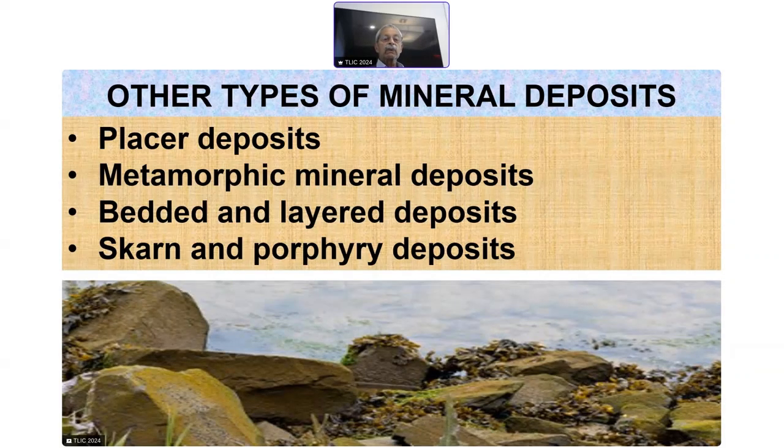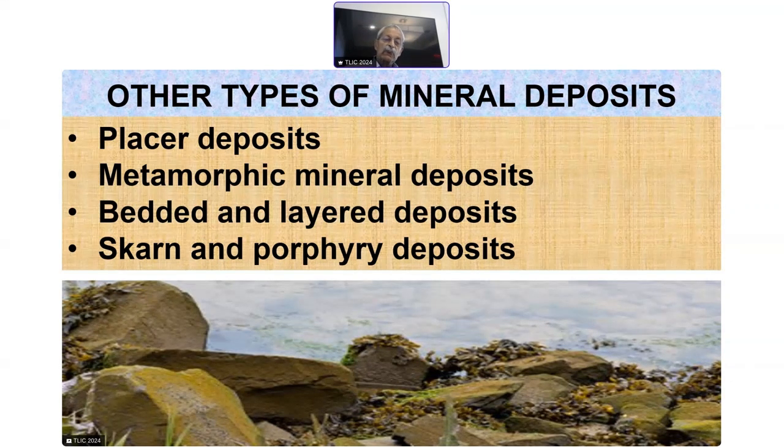A good example of a bedded deposit is coal. Coal occurs as seams. Okay, and layered deposits, and then the bauxite layers. So those are those three different kinds. Skarn and porphyry deposits. Skarn and porphyry deposits are tricky.